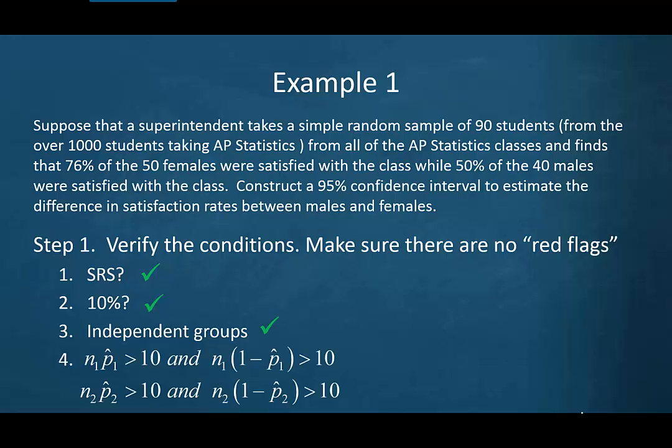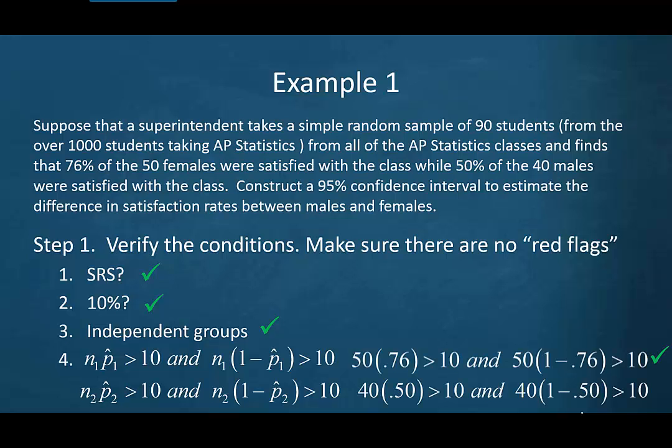So the sample size needs to be big enough. We check both sample proportions. So n1 p1 is bigger than 10, n1 times 1 minus p1 is greater than 10, and the same thing for sample 2. And we check these. 50 times 0.76 is greater than 10. 50 times 1 minus 0.76 is bigger than 10. And then the next one, 40 times 0.5 is bigger than 10. And 40 times 1 minus 0.5 is certainly bigger than 10.